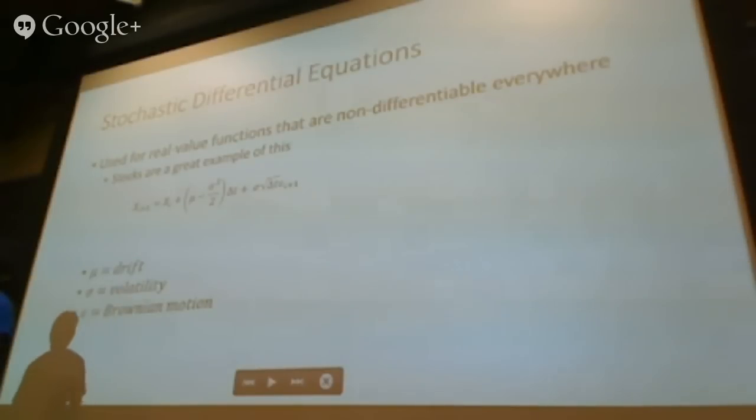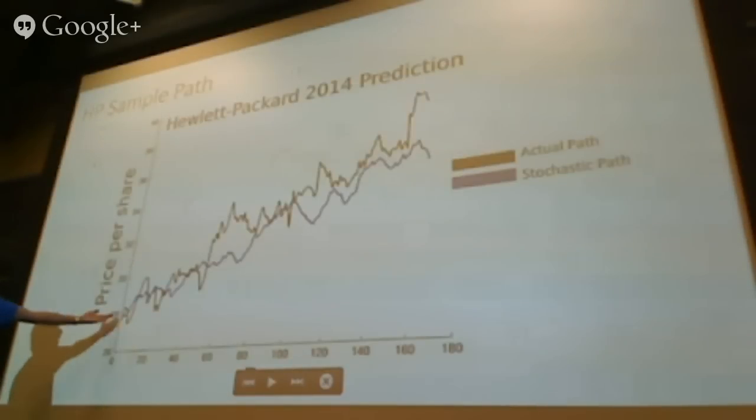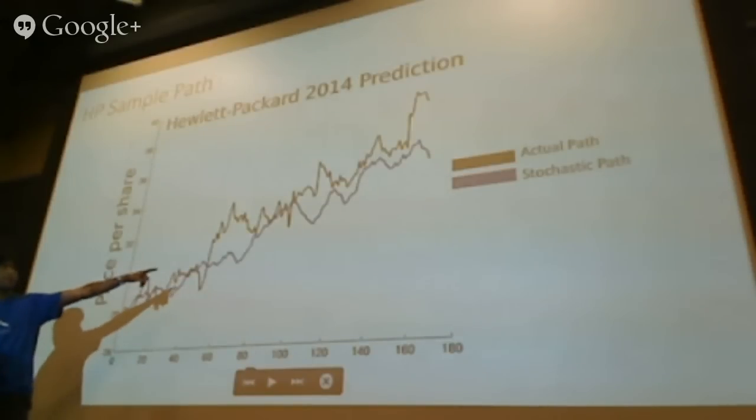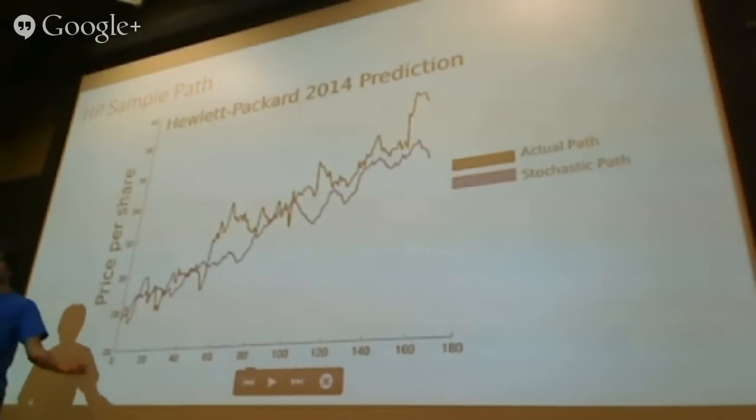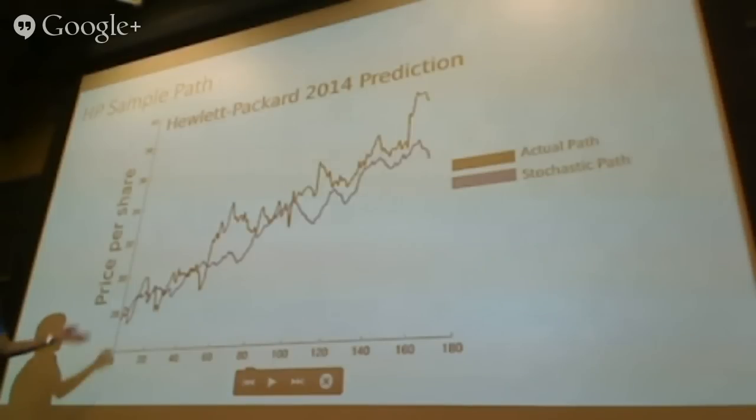So let me just show you an example of this to make this all clear. The first stock we looked at was Hewlett-Packard, HP. We took 2013 HP stock data and fed it into our algorithm. Using that, we spit out this blue curve, this blue trajectory, and we compared it to the actual path. The blue trajectory is what we predicted HP would do in 2014 using the 2013 data. The black is what it actually did in 2014. As you can see, there's a strong correlation between what we predicted it would do in 2014 and what it actually did.